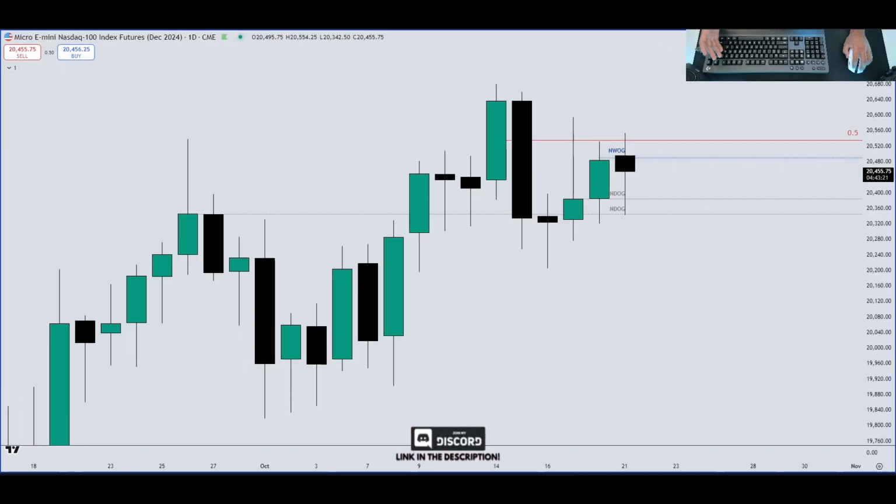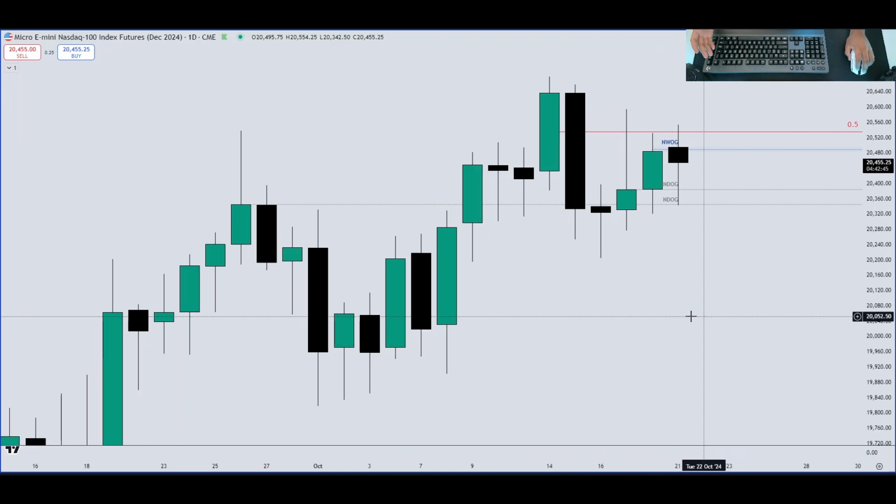Welcome back everyone to another market review. Today is Monday, October 21st, and we're going to be reviewing the AM session for the ICT Silver Bullet model. And as you guys know, I do not trade Mondays, I simply tape read Mondays. But let's dive right into the analysis to see what happened today.